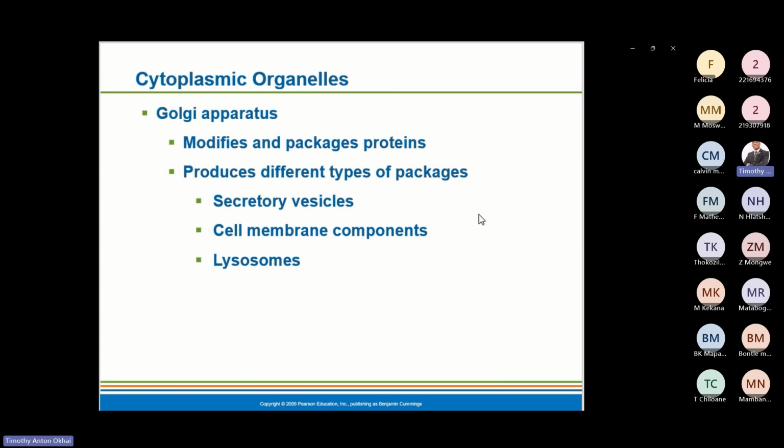So the other type of cytoplasmic organelle we have is the Golgi apparatus. Some call it Golgi, but I like to call it Golgi apparatus. Doesn't matter how you pronounce it, provided you spell it correctly. So a Golgi apparatus modifies and packages proteins, and it produces different types of packages like your secretory vesicle.